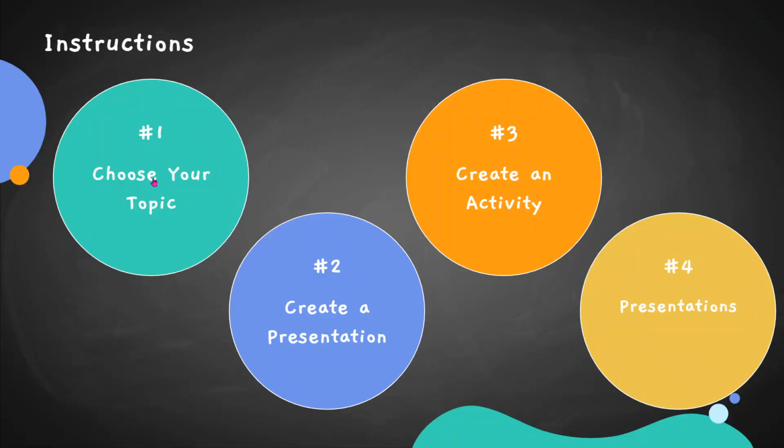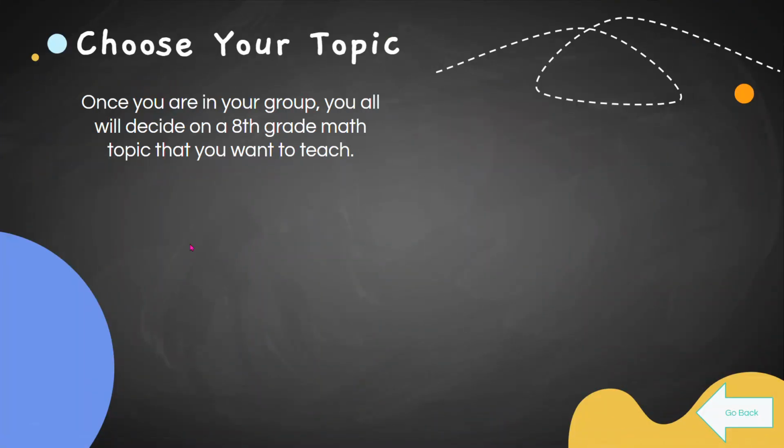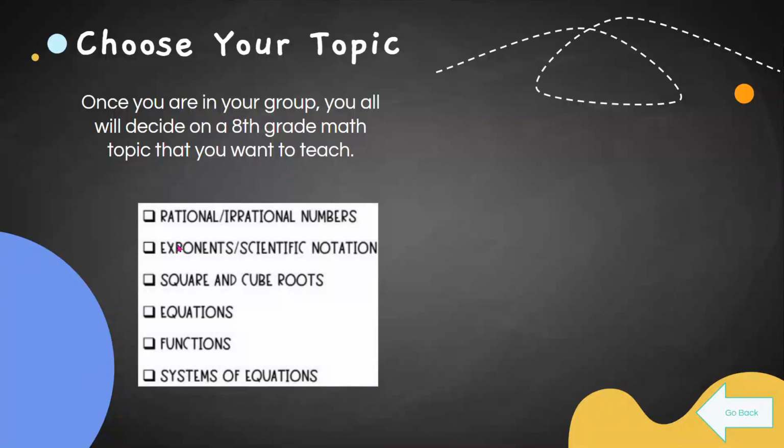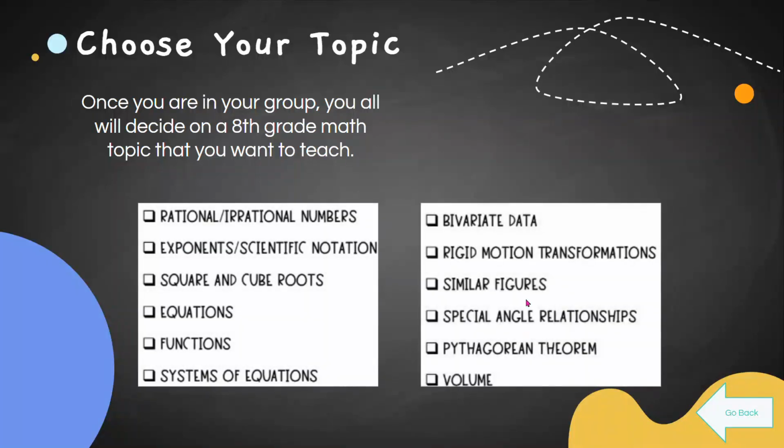After choosing your groups, you will then choose a topic, and the topic choices that you guys have are rational and irrational numbers, exponents and scientific notation, square and cube roots, equations, functions, systems of equations, bivariate data, which is scatter plots, rigid motion transformations, similar figures, special angle relationships, Pythagorean theorem, and volume.